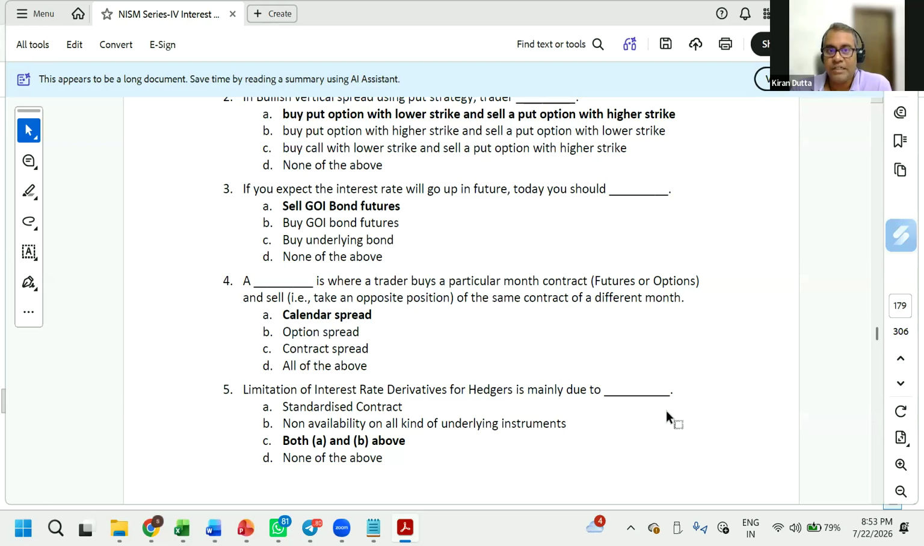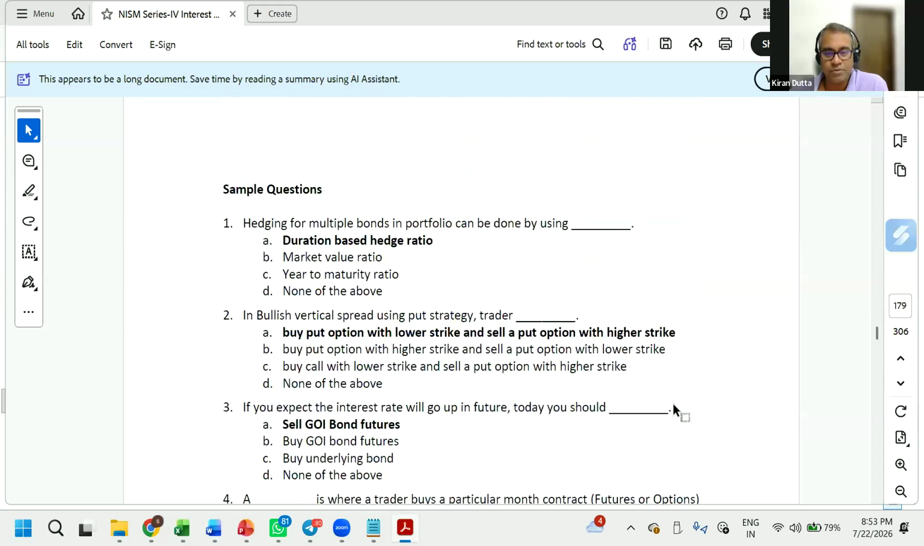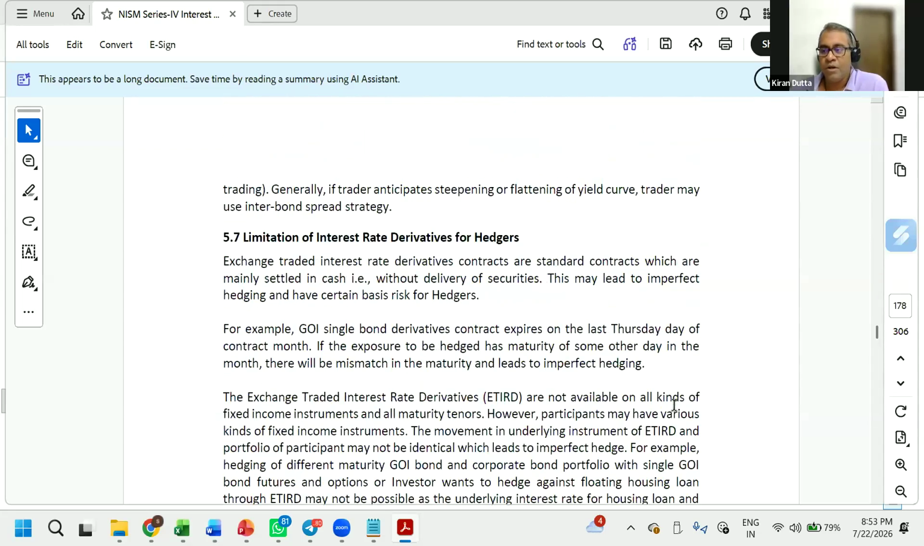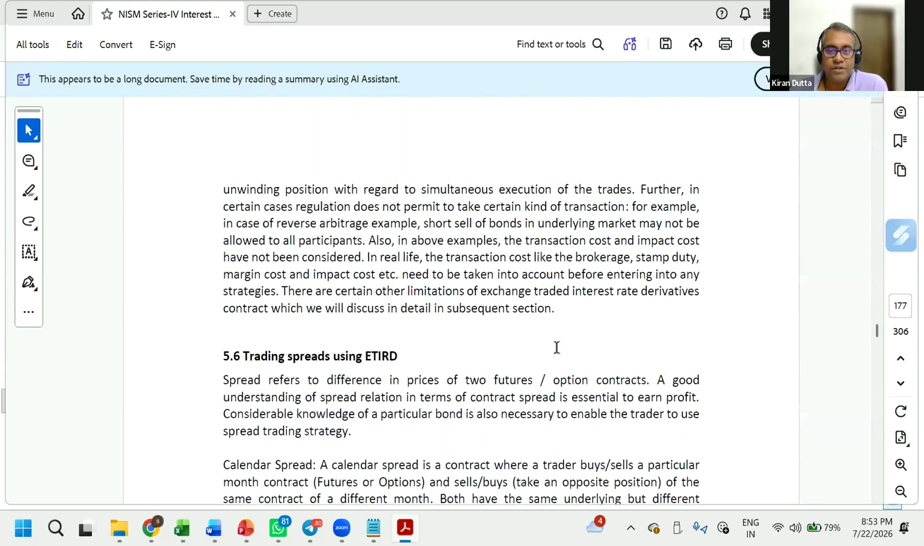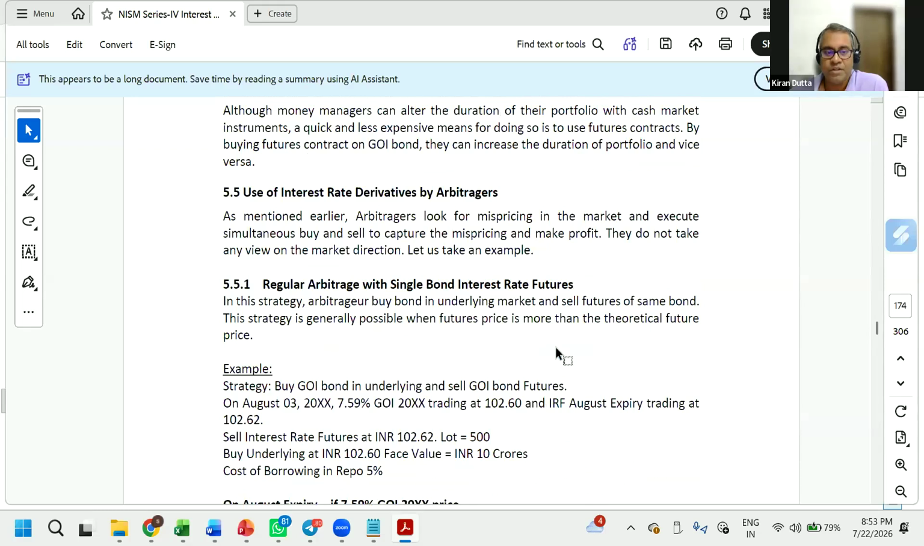Interest rate derivatives are a little tricky, and we cannot do that because there's not much availability, and these are all very standardized contracts. Okay, so just remember: standardized contract and non-availability of underlying instruments. This is what it is mostly. These are the questions that you will generally have. Any questions on chapter 5, interest rate derivatives?